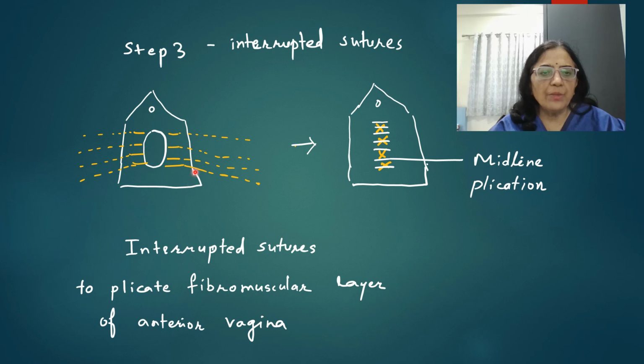Once the separation is complete, then we have to take transverse sutures like that. These sutures are going to lead to the midline plication of this fibromuscular layer of anterior vaginal wall. Now the literal meaning of the word plication is folding. So here we are folding the fibromuscular layer upon itself so that it forms a strong support at the midline. That is why it is called a midline plication.